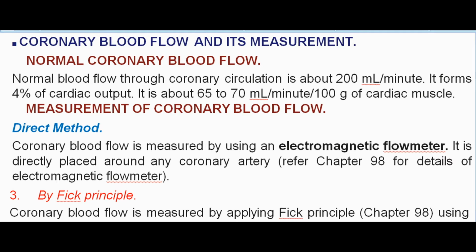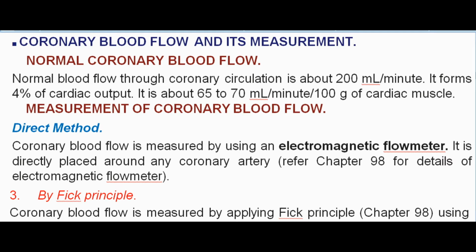Measurement of coronary blood flow. Direct method. Coronary blood flow is measured by using an electromagnetic flow meter. It is directly placed around any coronary artery. Refer Chapter 98 for details of electromagnetic flow meter.